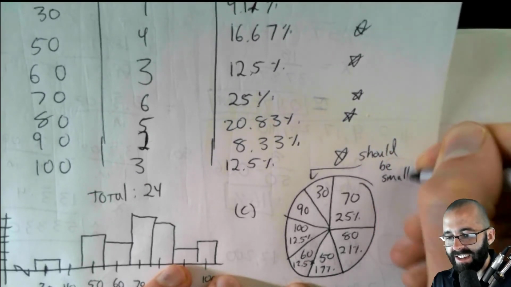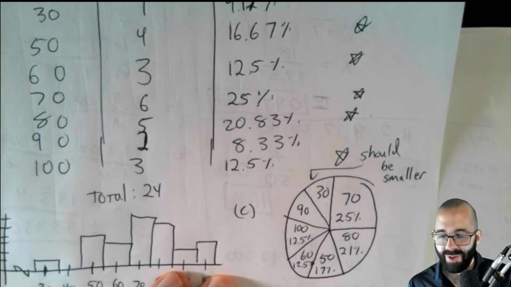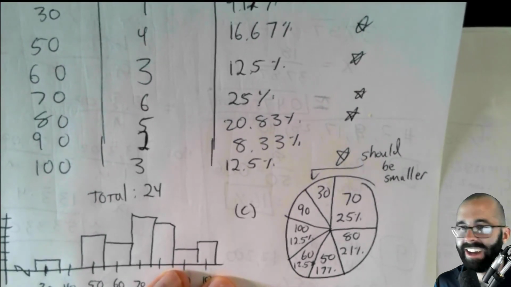You could also just type these into Excel. You get a much nicer pie chart, which is what I did in the homework answers. All right, so that's problem number 1. Let's look at problem number 3.